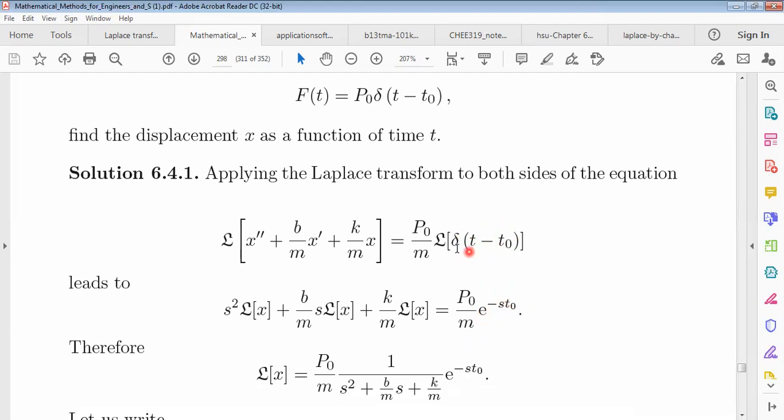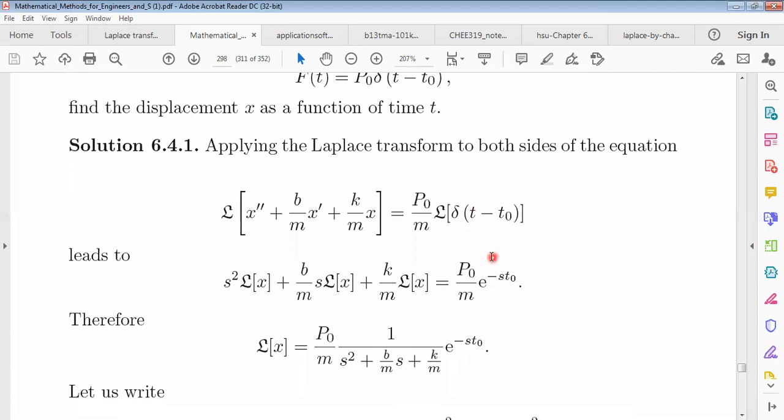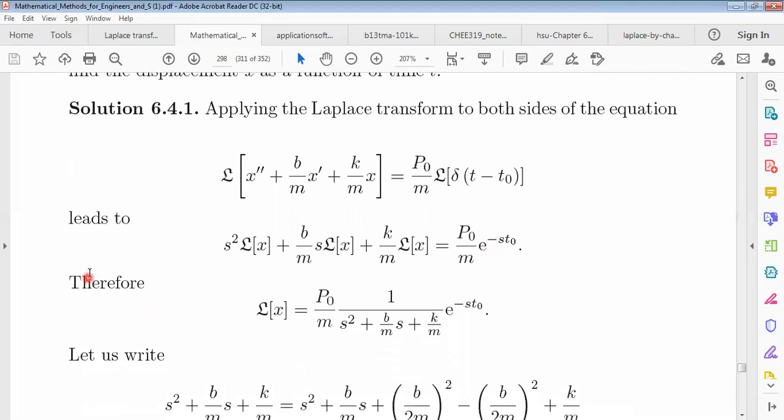Okay, using shifting property. Now, therefore, Laplace transformation of x can be written as p naught divided by this. Laplace transformation of x will be common. Then dividing on both sides with the coefficient of Laplace transformation of x. Okay, 1 divided by s square plus b by m into s plus k by m, e to the power minus s t naught.